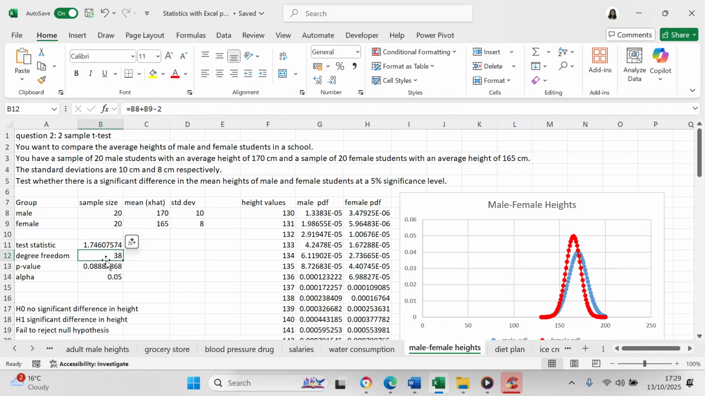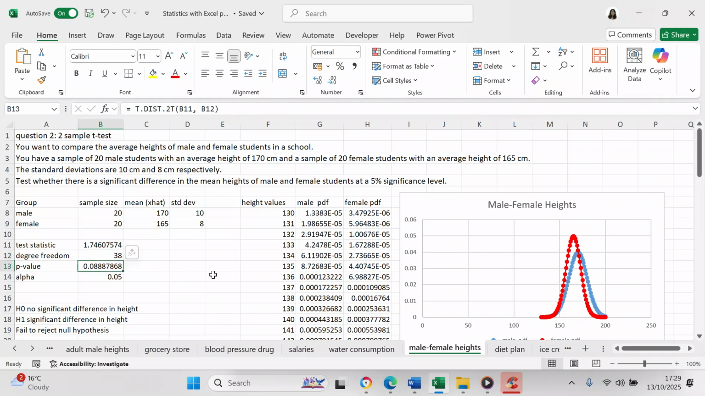And then we check our degrees of freedom. So you've got 20 plus 20 is 40, minus 2 is 38, because you've got a sample of 20 minus 1 is 19, plus another sample of 20 minus 1 is 19. So that gives you a degree of freedom of 38.